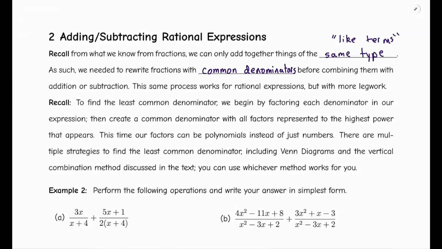This same process works for rational expressions, but with more legwork. Recall, to find the least common denominator, we begin by factoring each denominator in our expression, then create a common denominator with all factors represented to the highest power that appears. This time our factors can be polynomials instead of just numbers. There are multiple strategies to find the least common denominator, including Venn diagrams and the vertical combination method discussed in the text. You can use whichever method works for you.